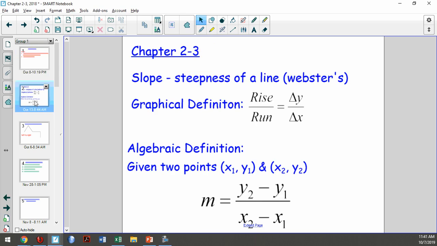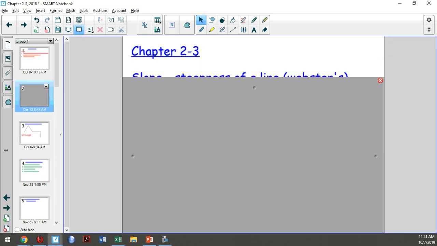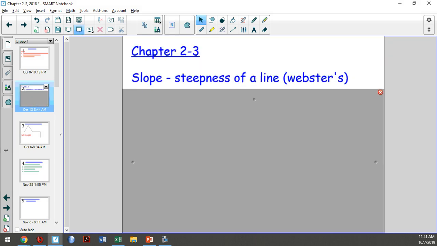So, the first thing I'm going to say is, if I were to give you the word slope, and you are in Webster's dictionary, you would say it's the steepness of a line. Would you agree? So, the definition in Webster's dictionary is the steepness of a line. If you're going up a hill, that is your slope. It's the grade of the hill. Do we all understand that? Going downhill, going uphill, if it's flat, level, if it's a cliff, those are all definitions of slope.